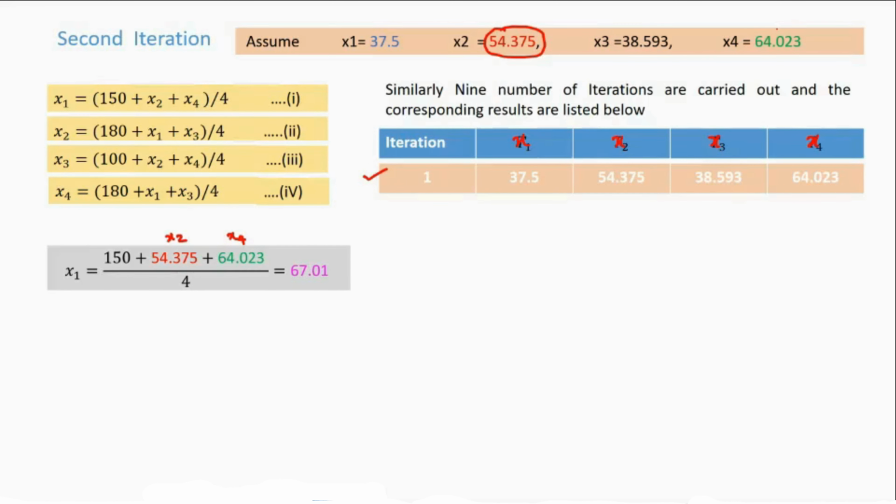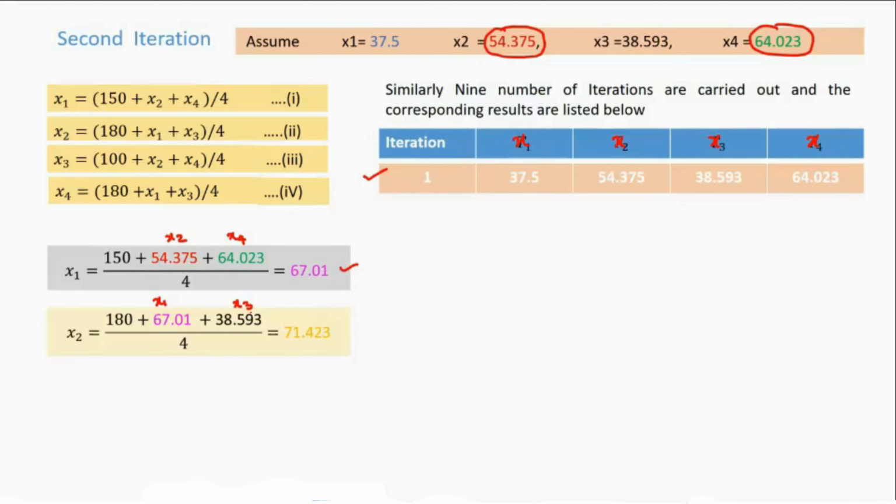So this is the x4 value from the previous iteration, or iteration 1. So whatever value is represented here from iteration 1, you have to take these values and compute x1. Similarly, you go for x2. For computation of x2, it is x1 and x3.